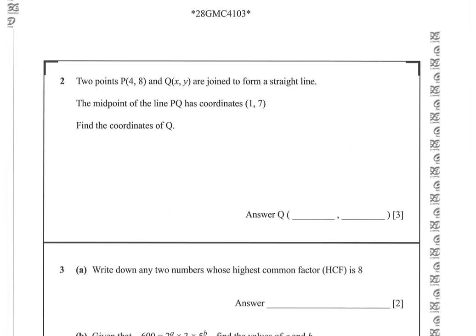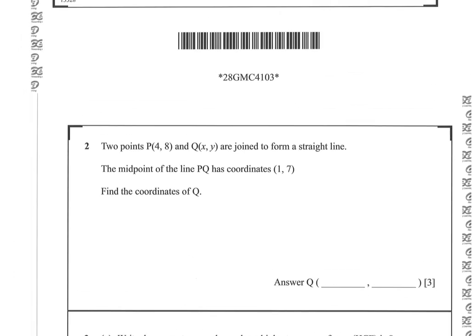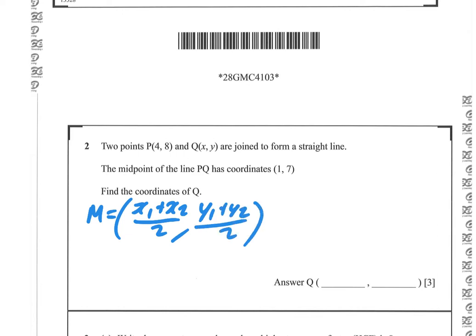Okay, next question, question 2. Question 2 says the points P, which is 4, 8, and Q, which is x, y, are joined to form a straight line. The midpoint of the line PQ has a coordinate of 1, 7. So we need to understand what the midpoint is. So the midpoint is your x1 plus your x2 divided by 2, your y1 plus your y2 divided by 2. That's how you get your midpoint.